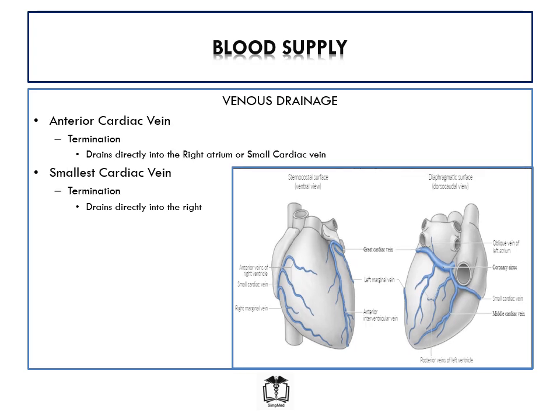The remaining two veins are the anterior cardiac vein and the smallest cardiac vein. The anterior cardiac vein drains directly into the right atrium, or it could drain into the small cardiac vein. So most times it tends to drain directly into the right atrium. So usually we tend to separate it when talking about the venous drainage of the heart because it is distinct from the coronary sinus. Then we have the smallest cardiac vein.